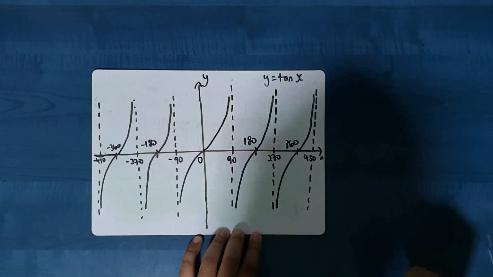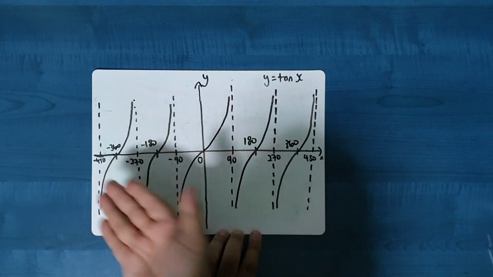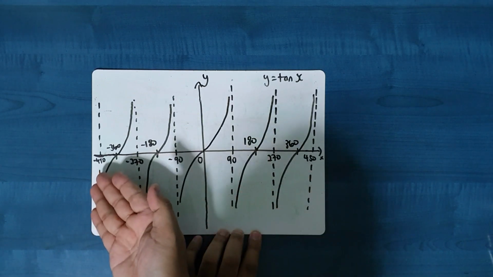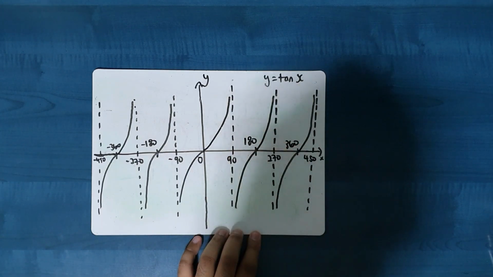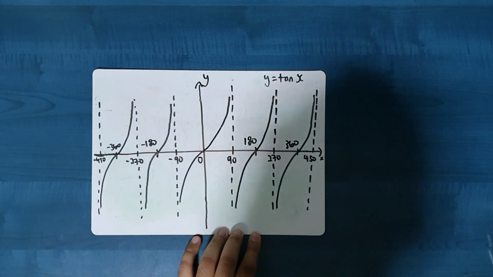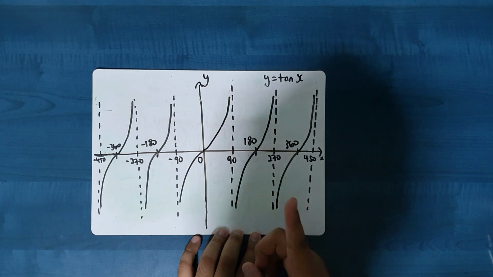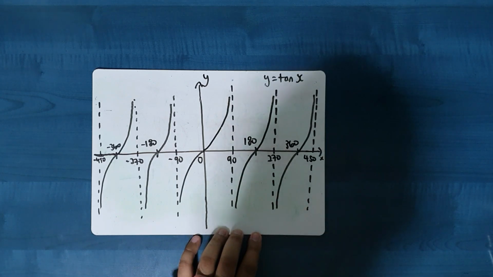And if I were to extend the drawing of tangent x, it will look like this, from negative 450 to 450. Now, let me ask the following. Is there an amplitude to tangent x? The answer is no. Recall, amplitude is the distance from the highest point to the axis of curve.